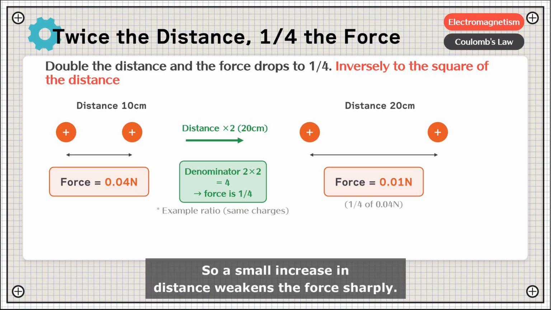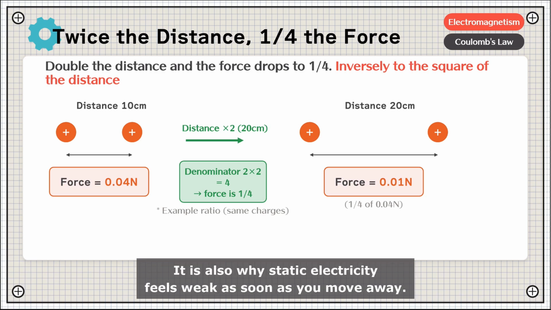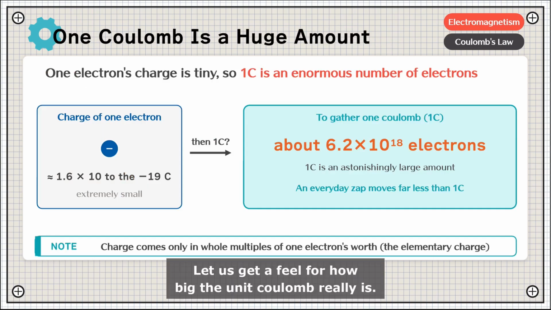So a small increase in distance weakens the force sharply. That is the bite of the inverse square. It is also why static electricity feels weak as soon as you move away. Let us get a feel for how big the unit Coulomb really is.